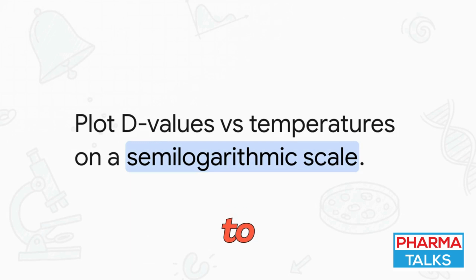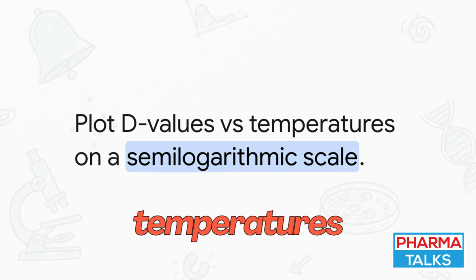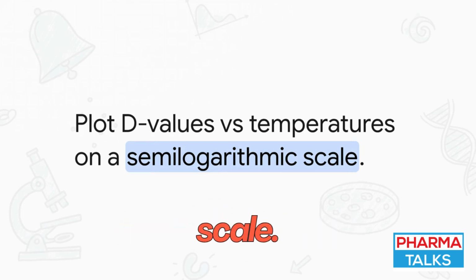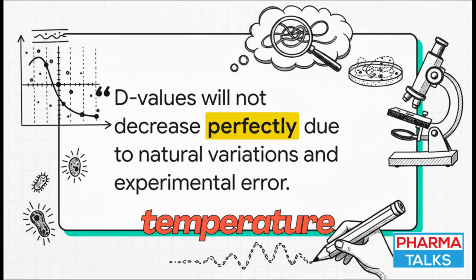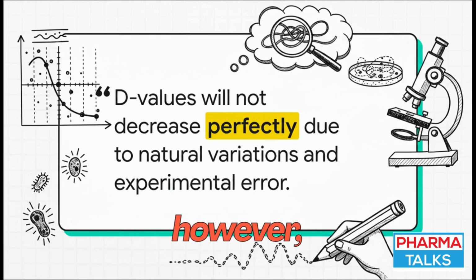Graphing the z-value. To actually find this vital number, scientists have to transition into the how and why. They plot those known d-values against different temperatures on a semi-logarithmic scale. Our source material highlights a really crucial reality about this entire process. It says, in a perfect world, the d-value of a particular spore will decrease exponentially as temperature is increased. In reality, however, d-values will not decrease perfectly due to natural variations and experimental error.